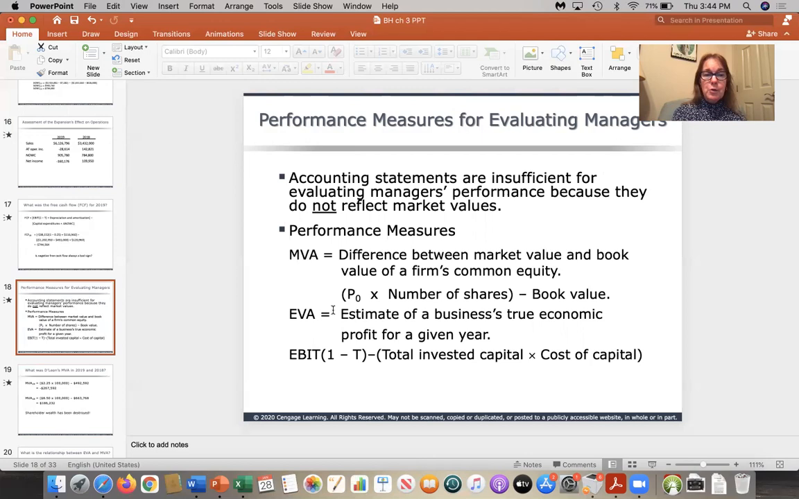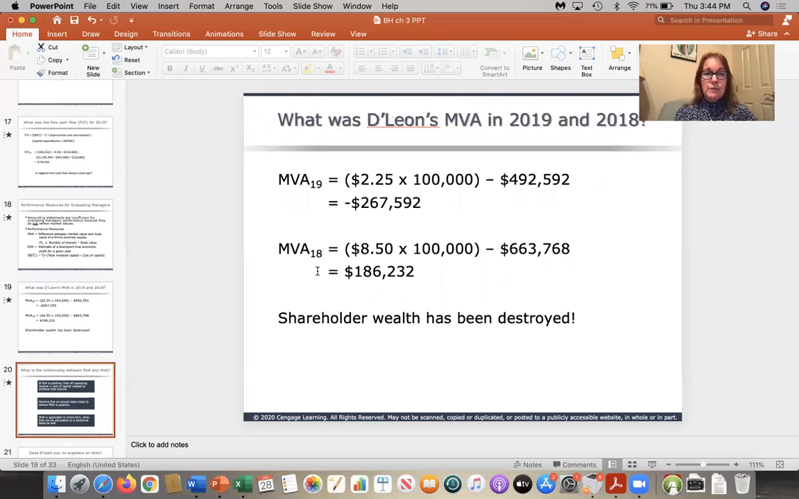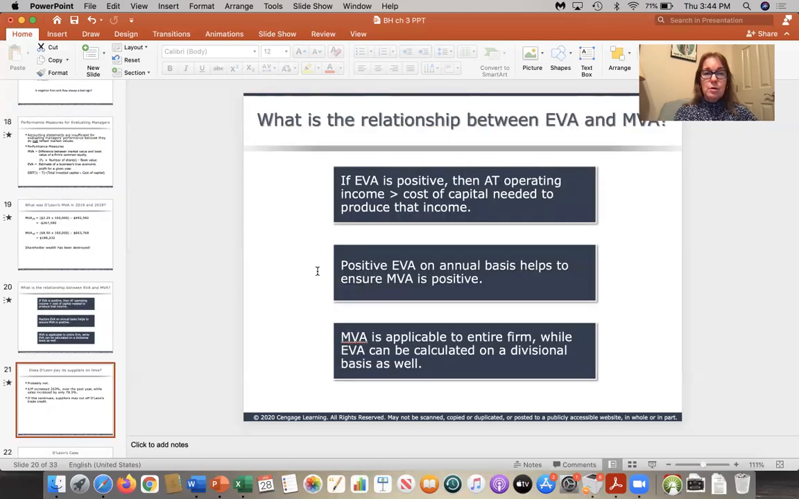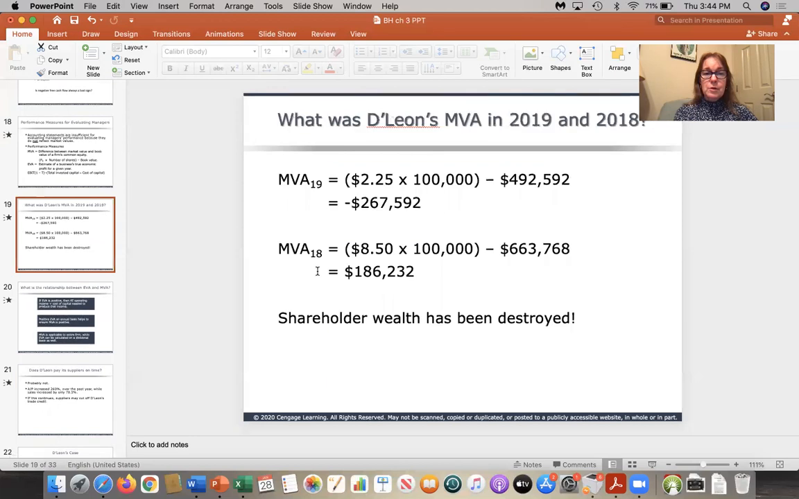So the economic value added, here's the formula for it. It's the after-tax operating income minus how much capital they had to put in, total invested capital, times the cost of that capital. So if you're making more money than it's costing you to do business, then you have economic value added. Okay, so let's look at an example for the MVA. I don't think they have an EVA example in here, but let's look at the MVA.